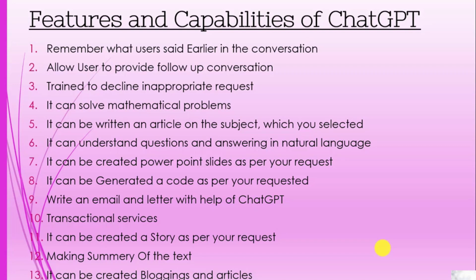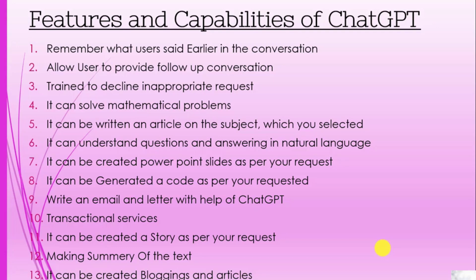The eighth one is that it can generate code as per your request. It means that if you want to generate VBA code, CSS code or HTML code, you can ask ChatGPT. It will give you the code. So this is also another feature of ChatGPT.